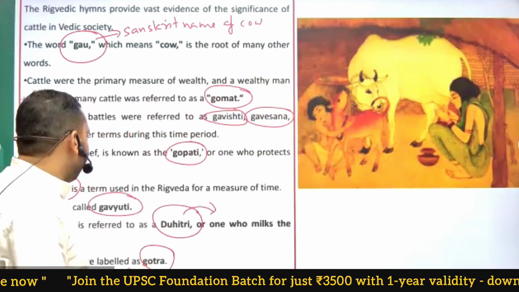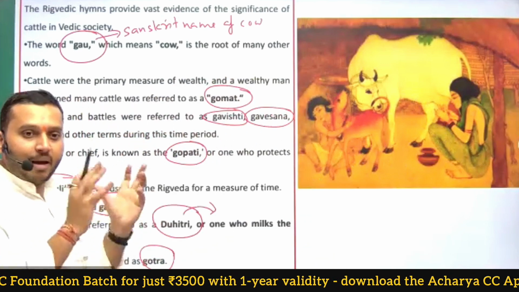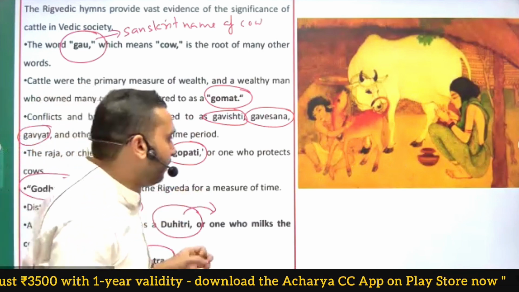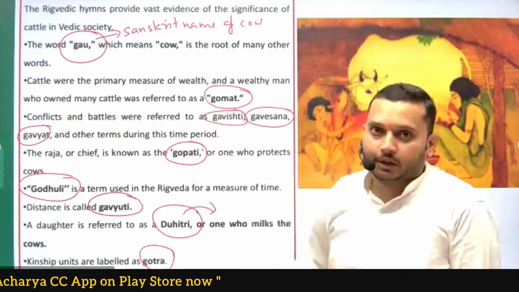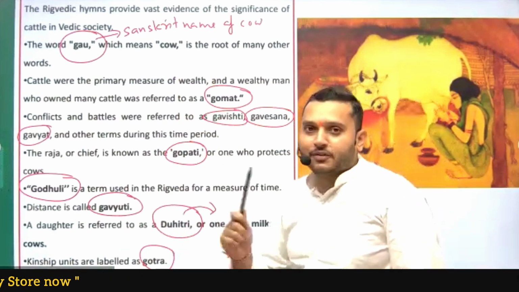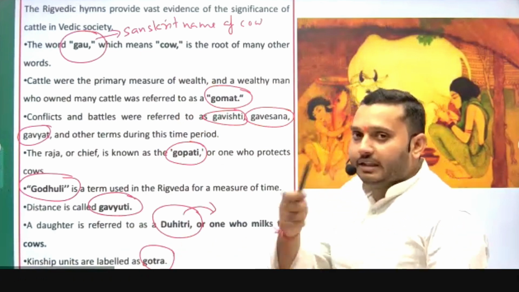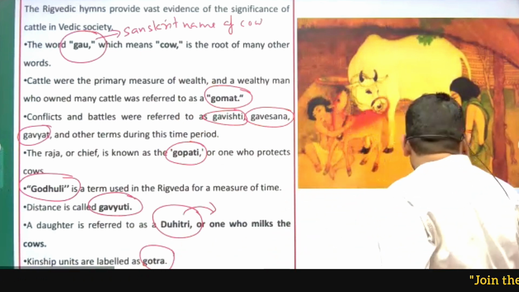Kinship units are labeled as Gotra, which means the family or the clan is named as Gotra, as I told you about the Bharat Gotra. Still, we use this word Gotra generally among Hindu people.